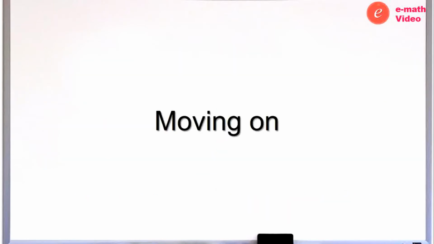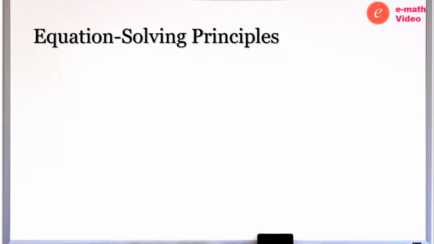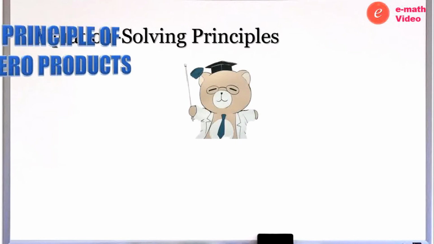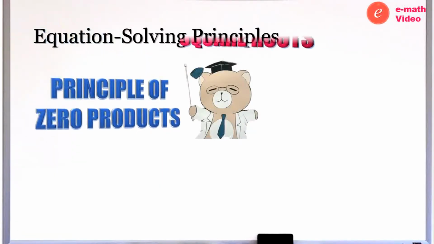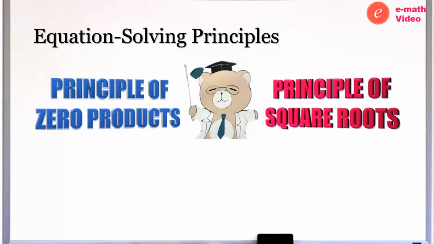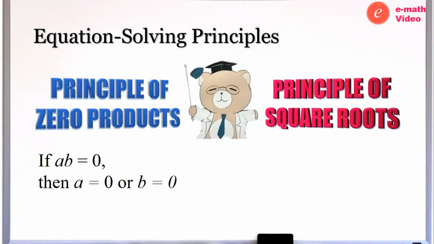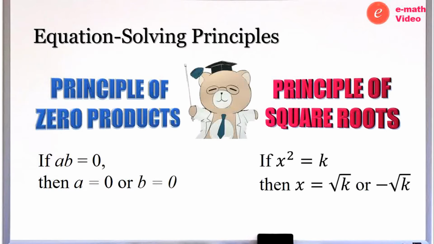To solve an equation, we need two more friends, which are the equation solving principles, namely the principle of zero products and the principle of square roots. Principle of zero products states that if a times b is 0, then either one of them or both of them equals 0. While principle of square roots states that if x squared equals k, then x equals positive square root k or negative square root k.